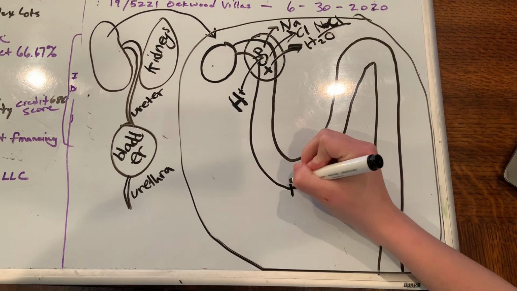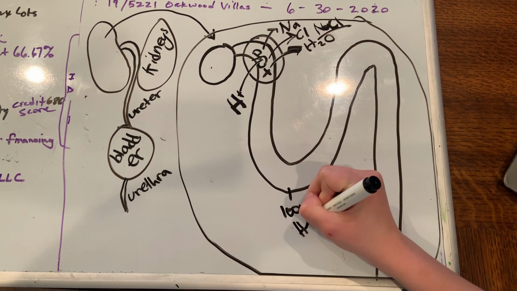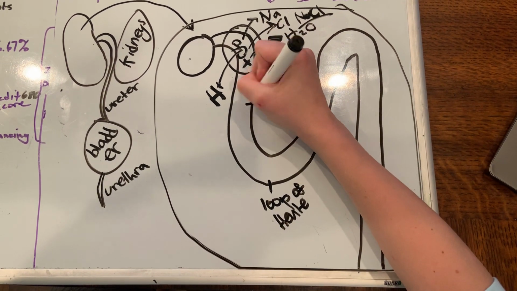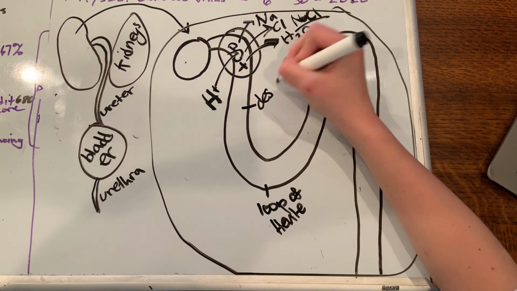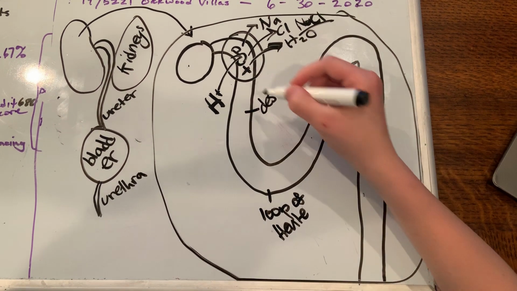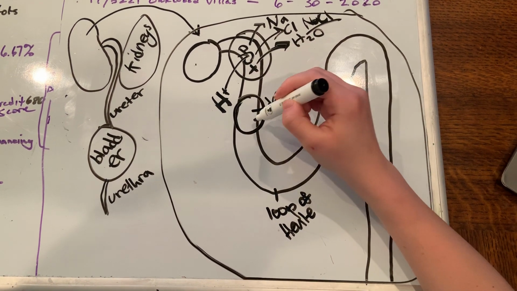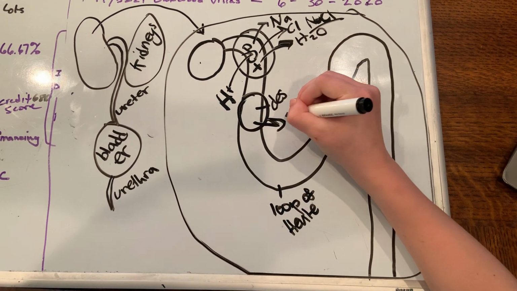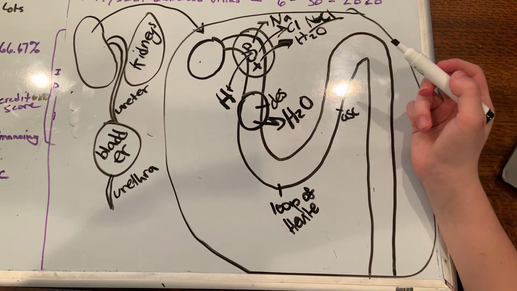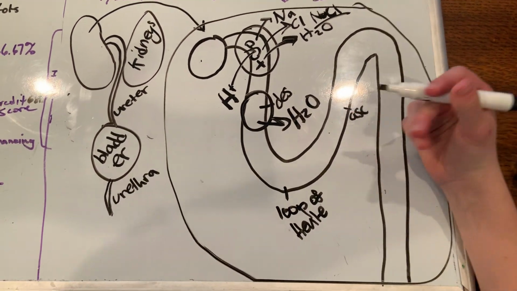So we're going to come down here to the loop of Henle. Now, the loop of Henle, we have a descending limb and an ascending limb, right? So for the descending limb, the only thing that is able to be reabsorbed into our bloodstream is water, right? So the descending limb is permeable to water, but it is not permeable to any other solutes.